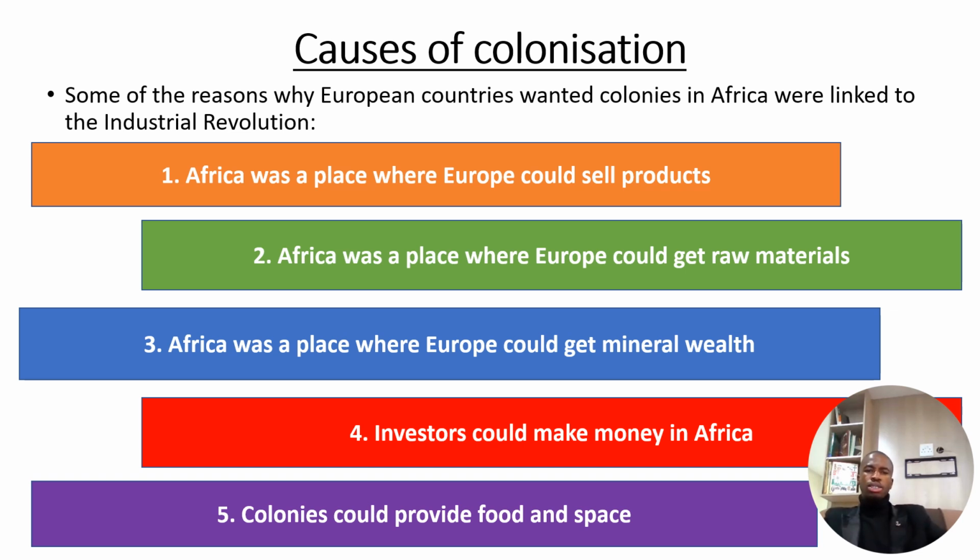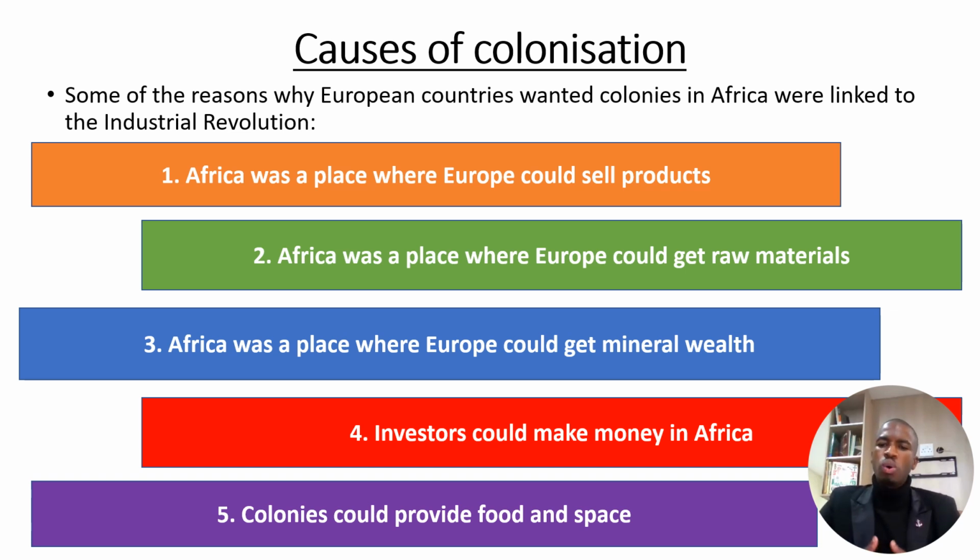And then we look at the third reason, that Africa was a place where Europe could get mineral wealth. Now, this is when we come to the concept of the finding of gold, the finding of diamonds, and the lust and the greed of these European countries to acquire these minerals and mineral wealth, right? And obviously, because of the aforementioned three things, investors could also make money in Africa because Africa was, in a sense, a gold mine, a diamond mine, a mineral mine, a raw materials mine, and so forth.